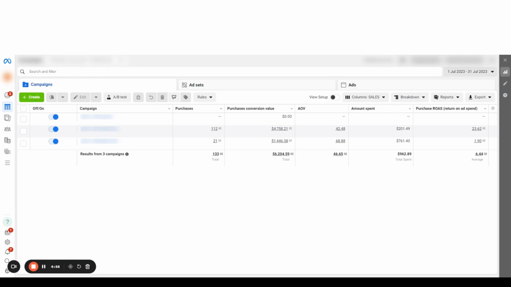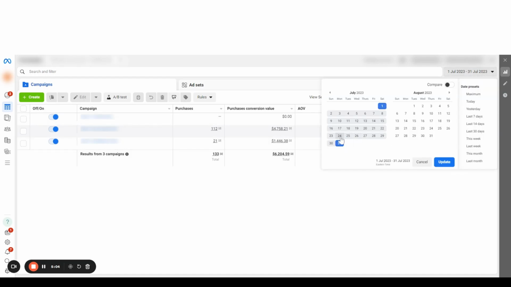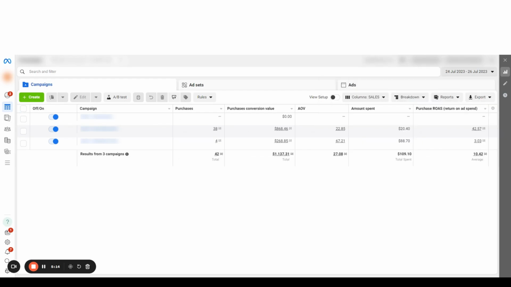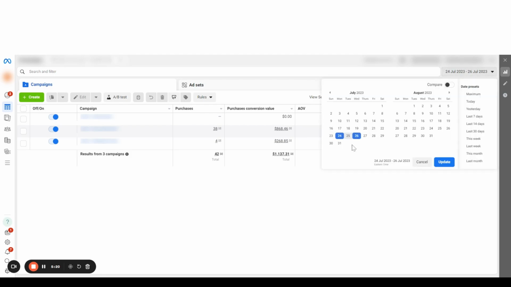We'll view the data of the past 3 days. If our CACs are in our target CPA and our ROAS is in our target ROAS, we scale. For example, say it is Thursday, the 27th of July, we want to review the past 3 full days. So we'll review these. We see our ROAS is 10.42. We go, okay, that's above 2. Then we can scale. We increase budget by 20%.